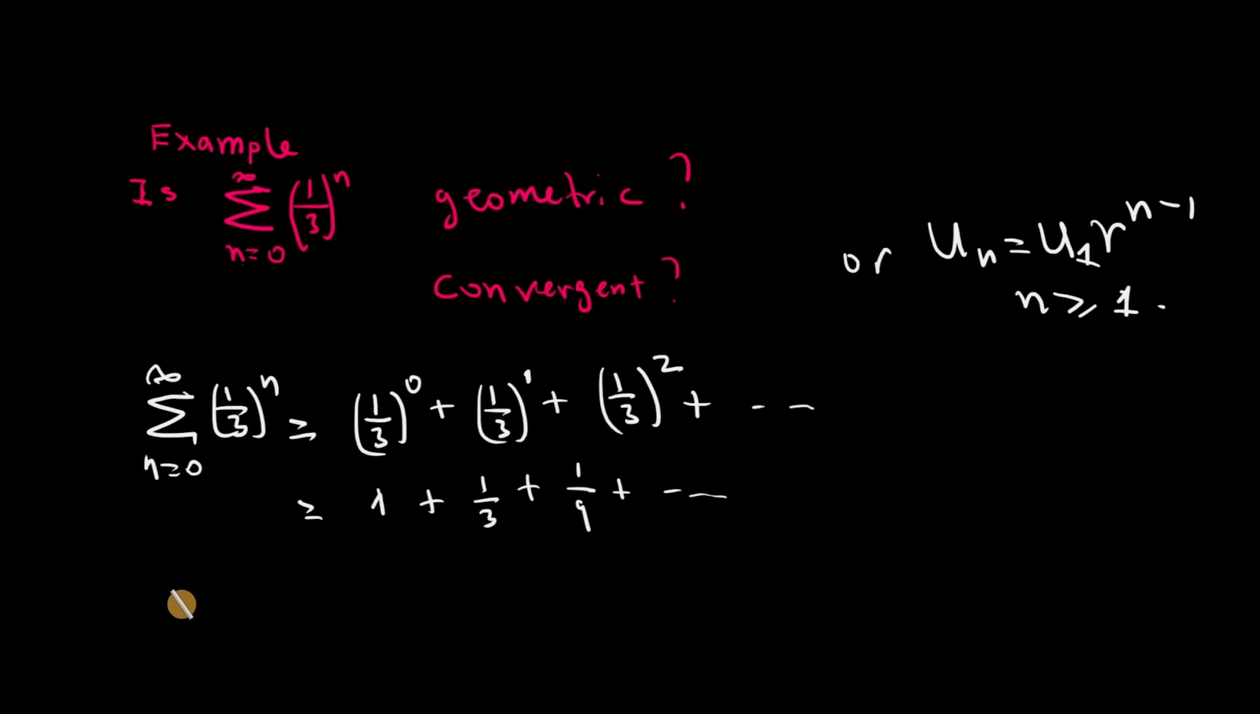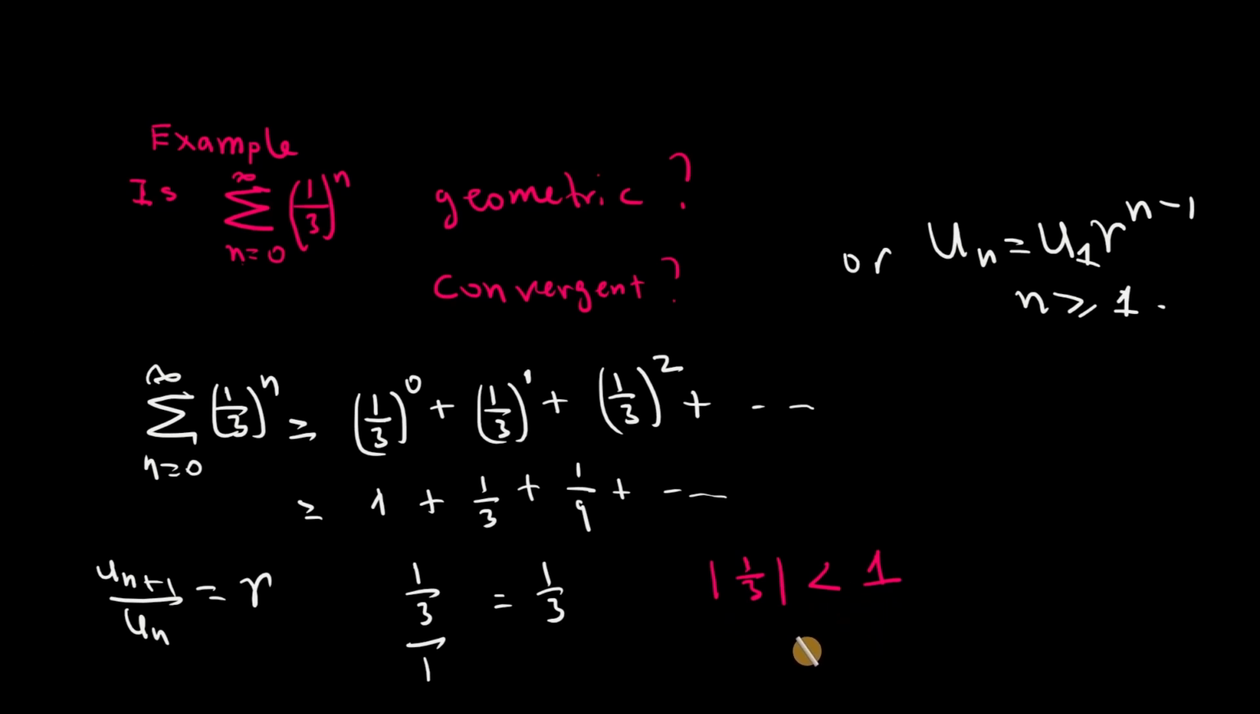To find out if the series is geometric, we need to find out if u_(n+1) over u_n is equal to r, where r is a constant. That is, u1 divided by u0 is 1 over 3 divided by 1, which is equal to 1 on 3. 1 on 3 is a constant. Therefore, the series is a geometric series. We also need to find out whether the series is convergent. That is, is the modulus of 1 on 3 less than 1? Since the modulus of 1 on 3 is less than 1, the series is convergent.